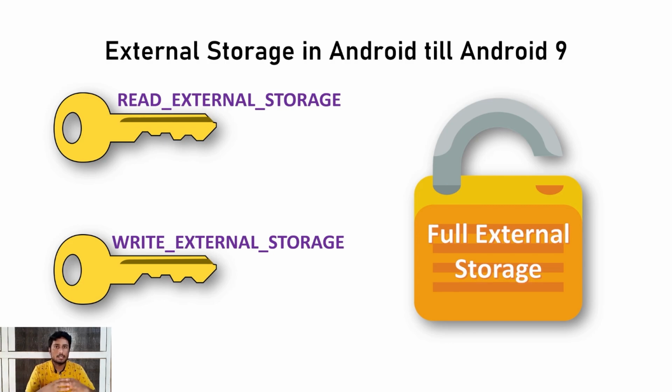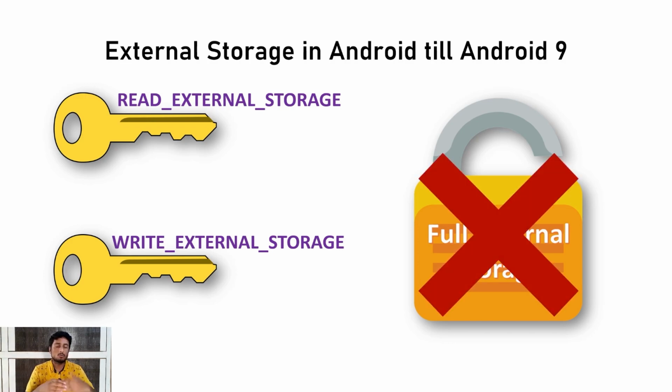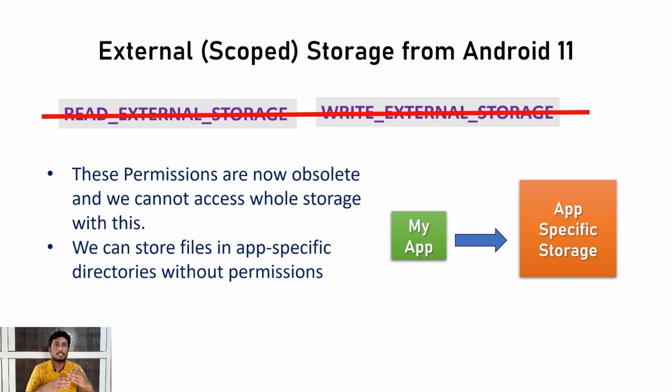For that purpose, the scope storage concept has been introduced, in which both of these two permissions cannot help us access the full storage. That's why scope storage has been introduced. Scope storage was introduced in Android 10 and has been made mandatory since Android 11. So with these two permissions, we cannot access the external storage.